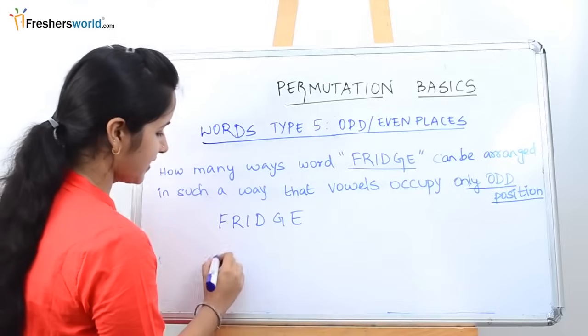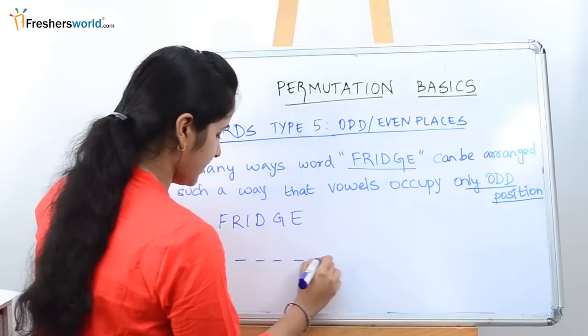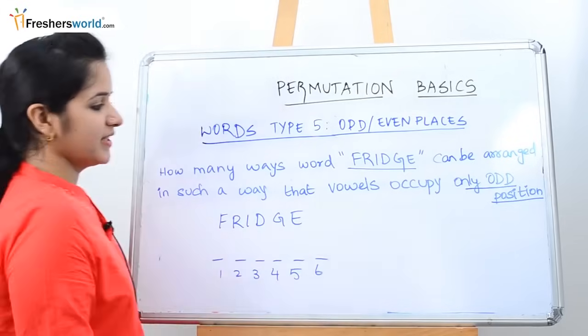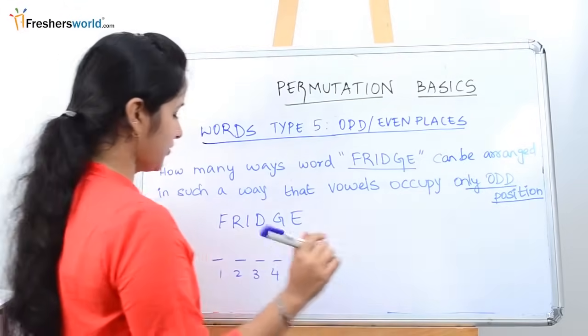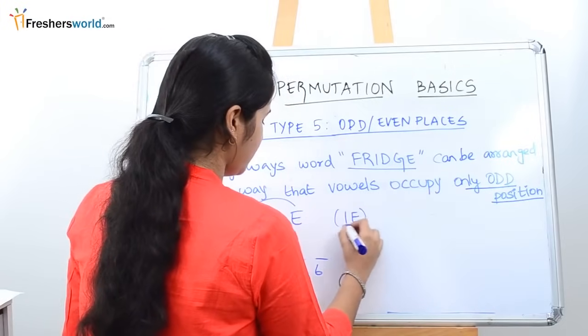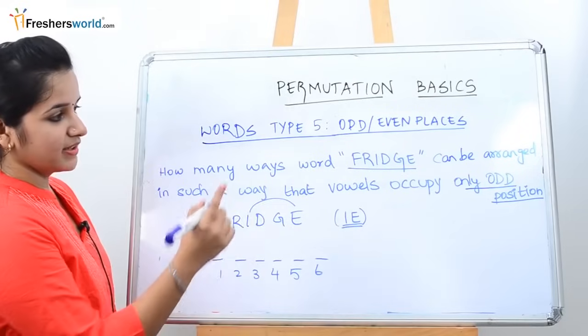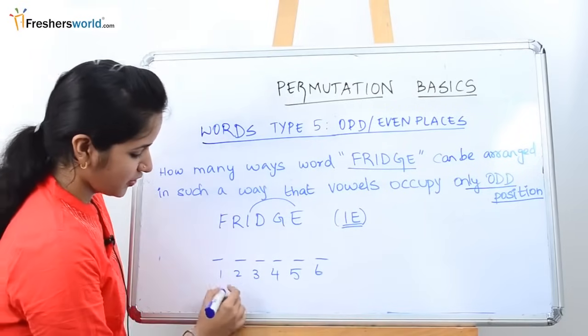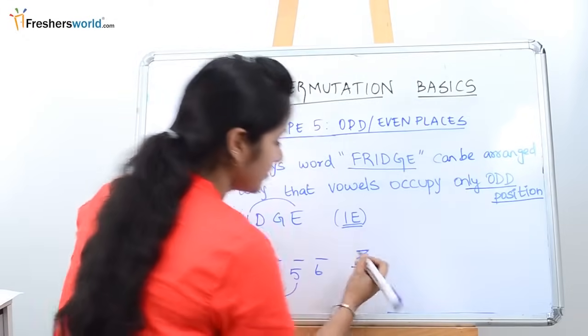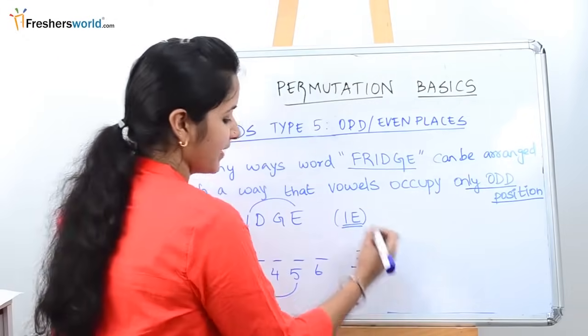So how many places are there? We do have 6 places. Just number them for your own information. They are telling us that vowels occupy only odd positions. What are the vowels here? We have the letters I and E. So we have 2 vowels. They are saying that they occupy the odd positions. What are the odd positions here? 1, 3 and 5. So we have 3 positions out of which 2 vowels have to be arranged.